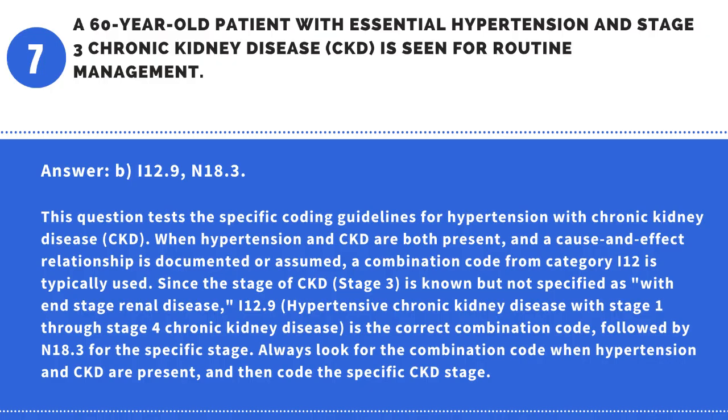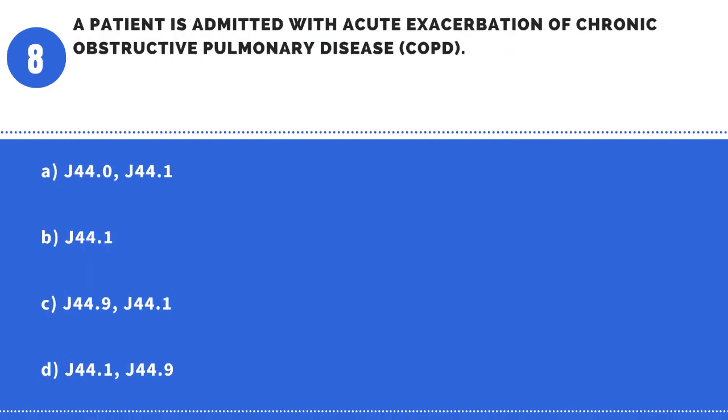Always look for the combination code when hypertension and CKD are present, and then code the specific CKD stage. Question 8. A patient is admitted with acute exacerbation of chronic obstructive pulmonary disease, COPD.